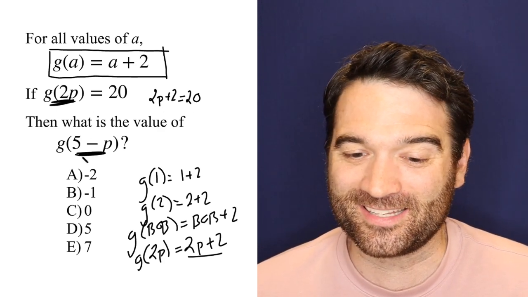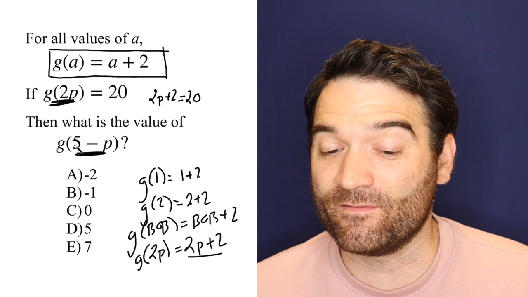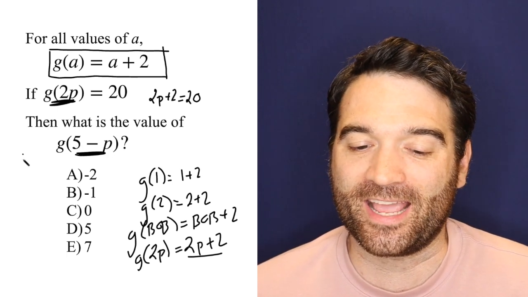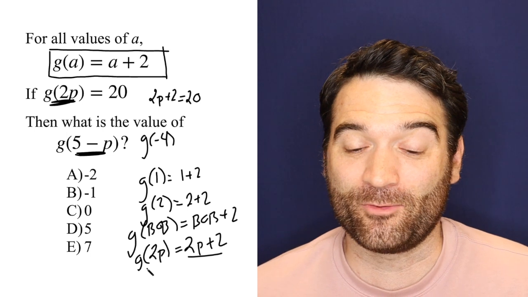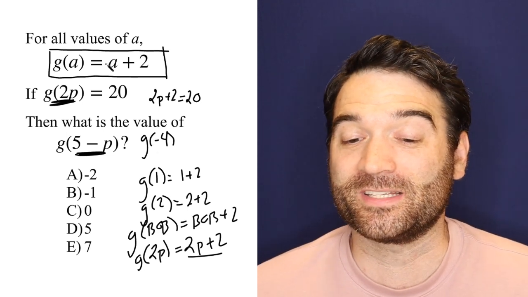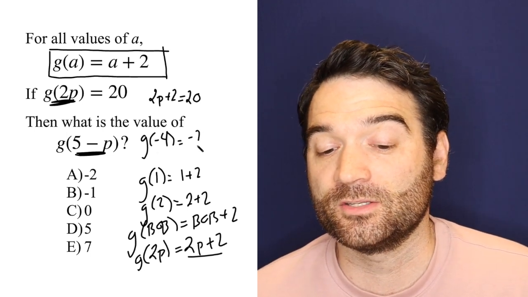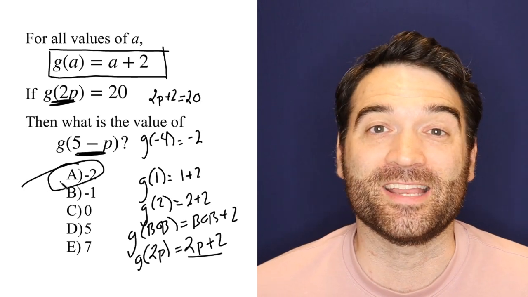Then I go to this and say g of 5 minus 9, well, that's g of negative 4. G of negative 4, just apply the same thing that we've been doing, right? G of negative 4 is negative 4 plus 2. So the correct answer here is negative 2.